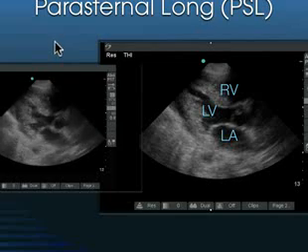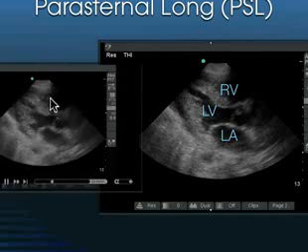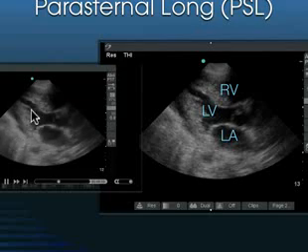Now, this is a three-chambered view of the heart. We can see the right ventricle, and we can see the left ventricle, and here's the left atrium. And basically the blood is going from the left atrium through the mitral valve into the left ventricle, and then it gets pumped out the aortic outflow tract.